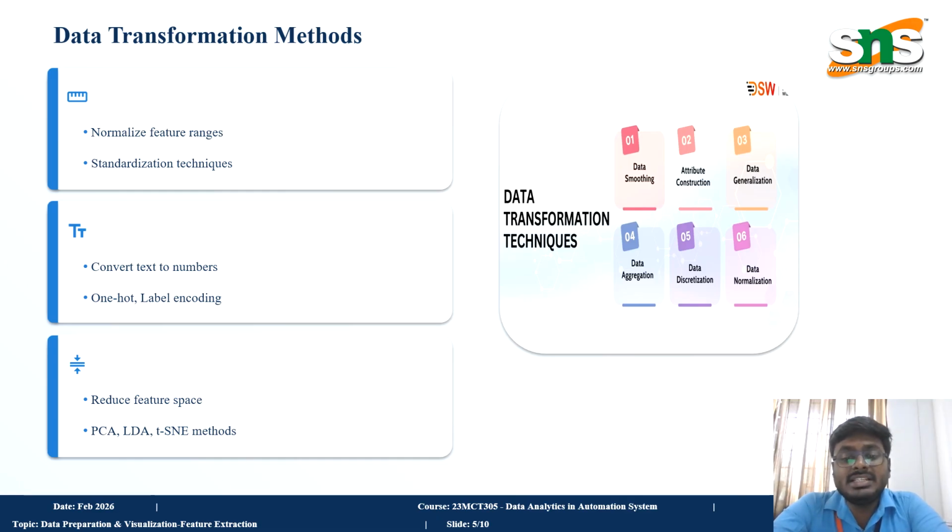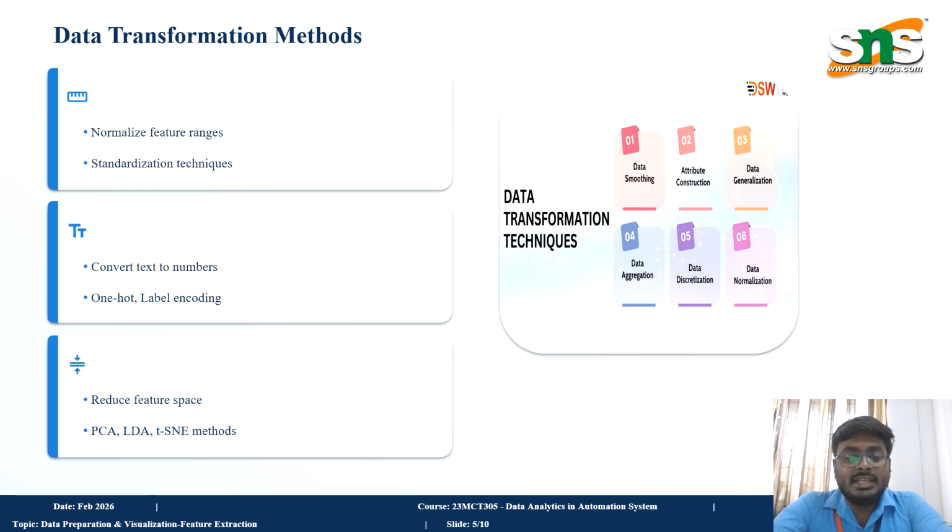This is where we reshape the data to make it more suitable for analysis. We normalize feature ranges and use standardization techniques to bring everything to a common scale, as I mentioned. For categorical data, convert the text to numbers using one hot encoding, which creates binary columns for categories, or label encoding, which assigns numbers to labels. To reduce the feature space and avoid the curse of dimensionality, we use methods like PCA, LDA, or t-SNE. More on this later.